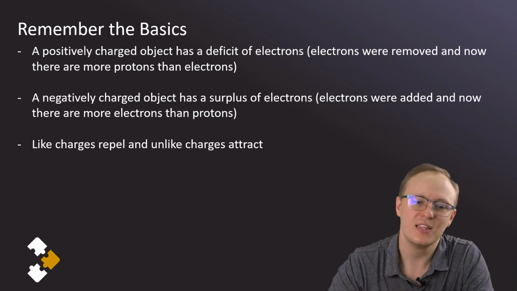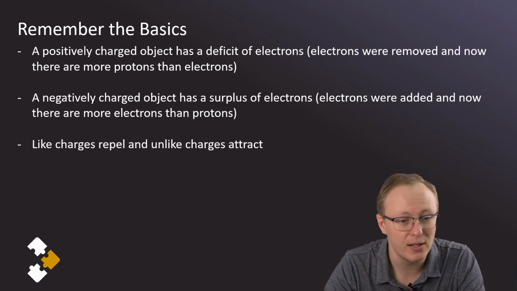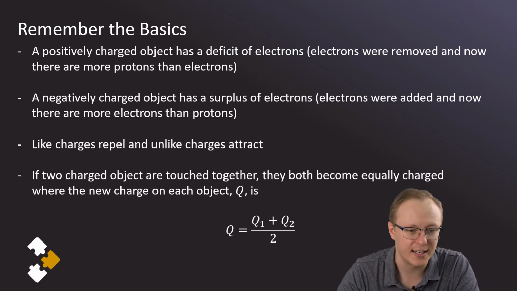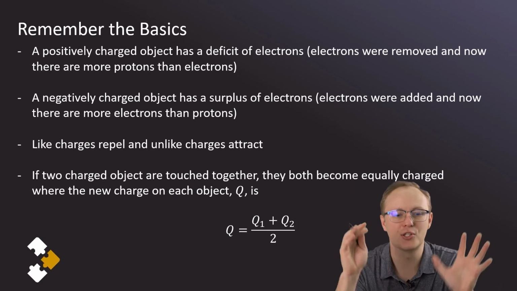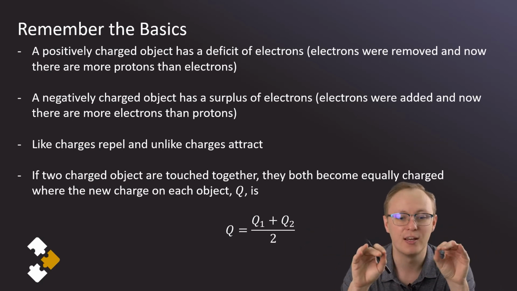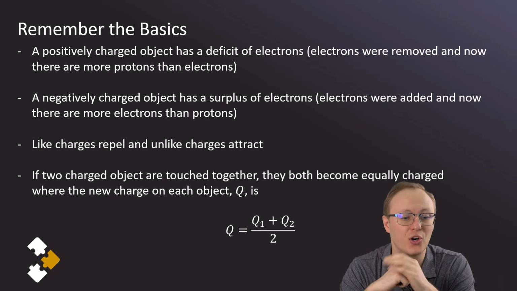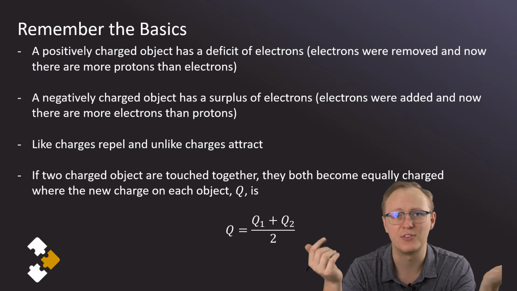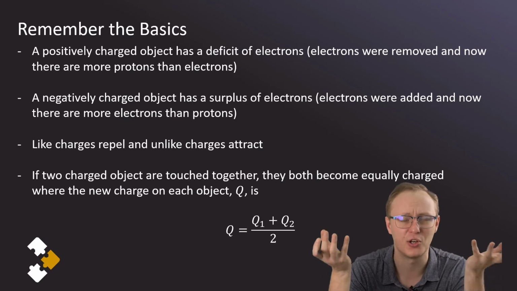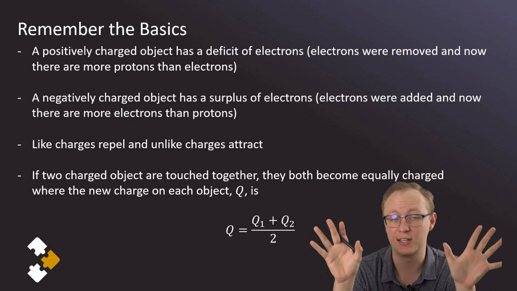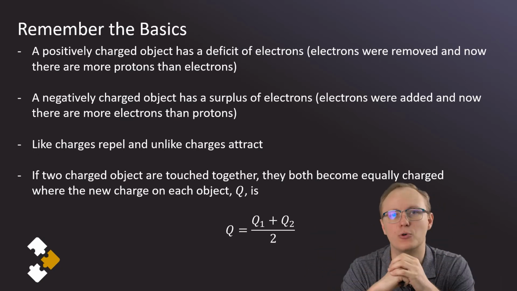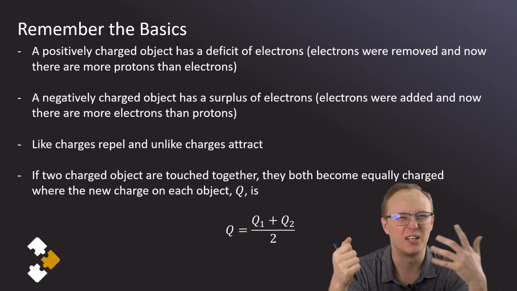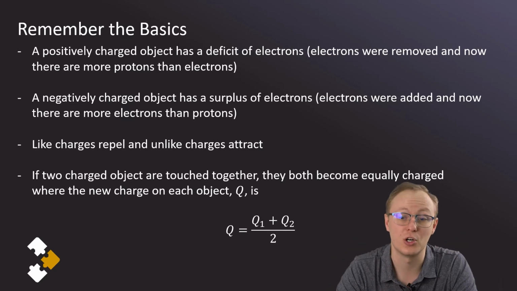Right. Then like charges repel and unlike charges attract. And then if two charged objects are touched together, they both become equally charged, where the new charge on each object is Q, as we have it there. So you basically just add up the two charges, remembering your positives and negatives for this particular formula, and then divide by 2. It's kind of like the average between two charges.